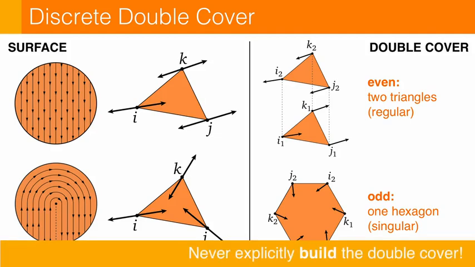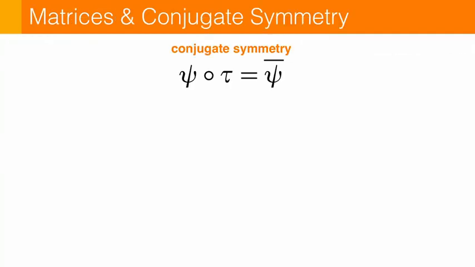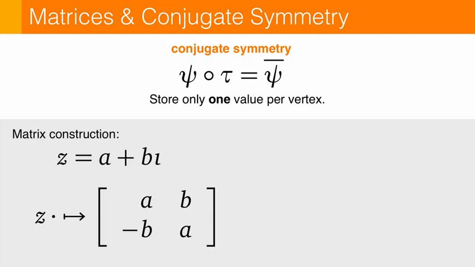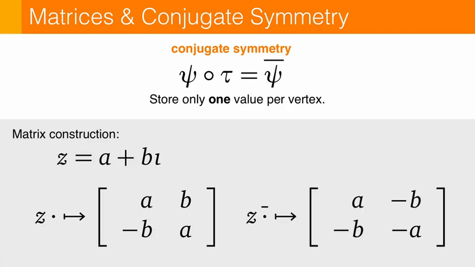Now again, it's important to remember we're not ever actually building this double cover. This is just a mental model we're using to better understand and simplify our algorithm. And another nice simplifying assumption we can use here is this conjugate symmetry. So remember I said for each point on our surface, the two corresponding solution values on the double cover are the same up to complex conjugation. So in practice, we're just going to store one of these two values. And when we go to build our matrices, multiplication with any complex value z equals a plus bi is going to be encoded by this little 2 by 2 real matrix. And conjugation followed by multiplication will be encoded by the same matrix, except that we've effectively flipped the imaginary component.